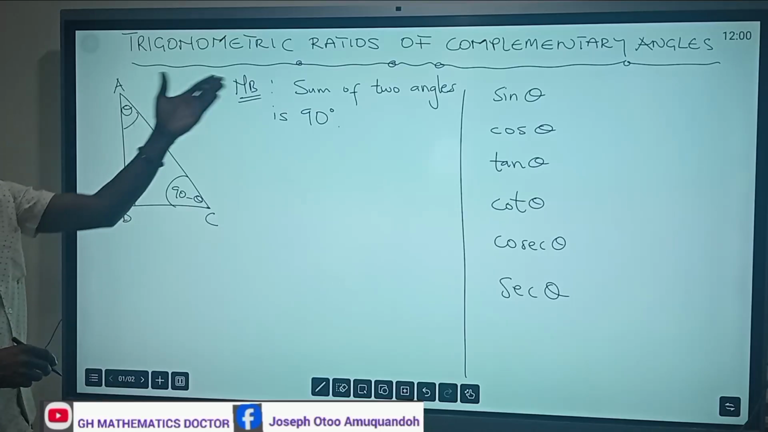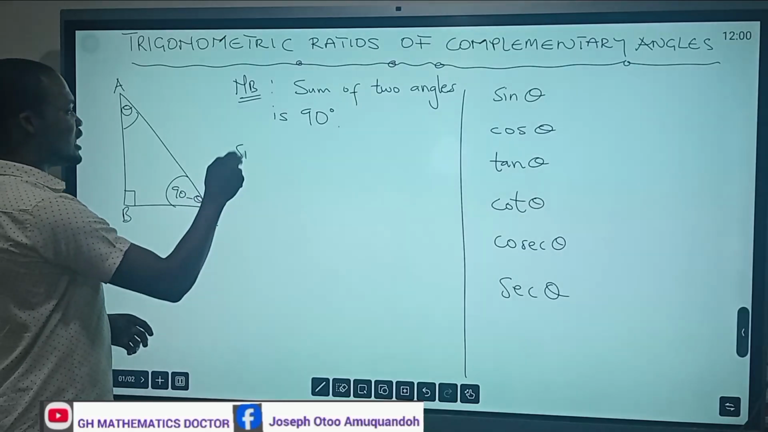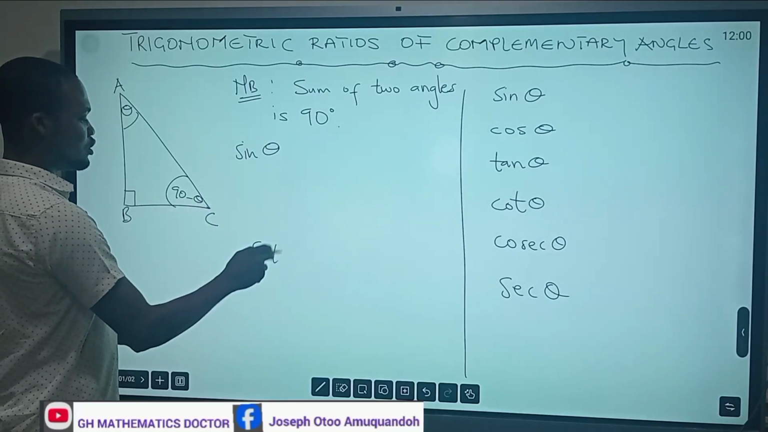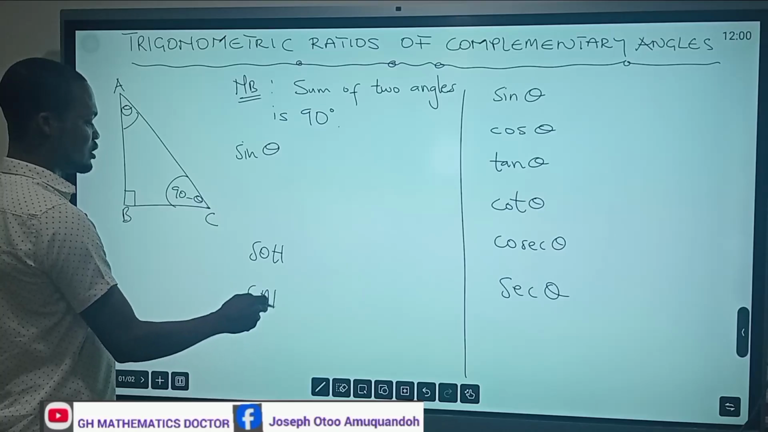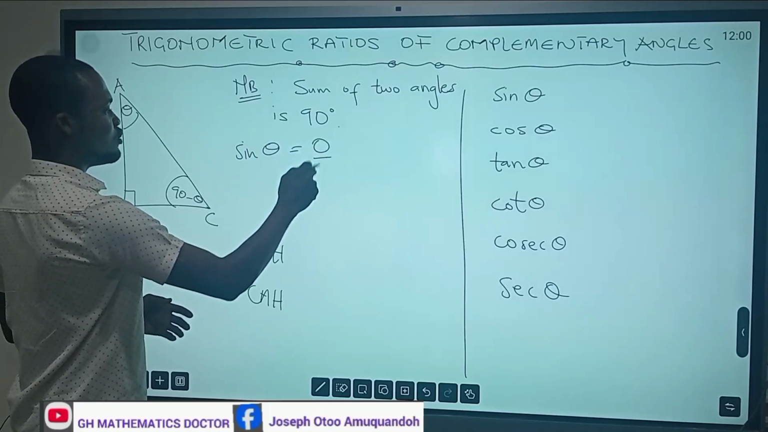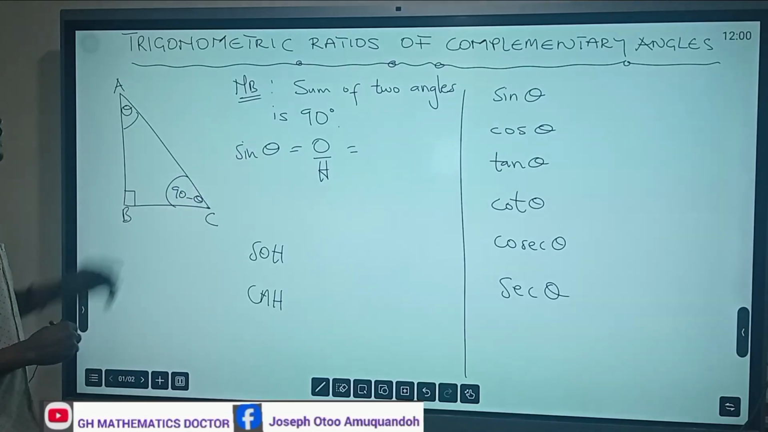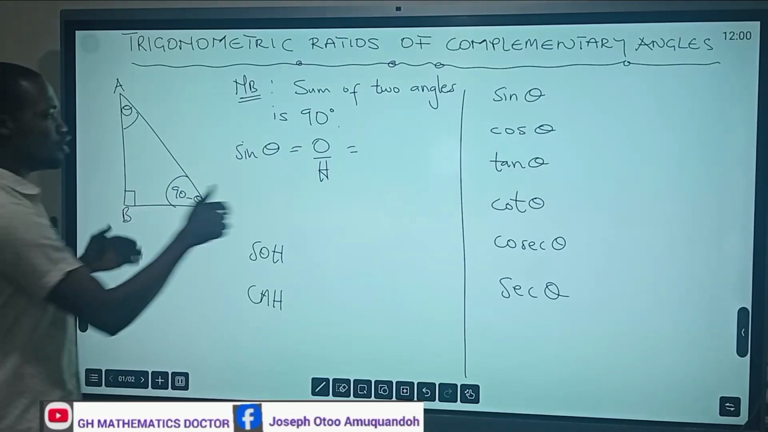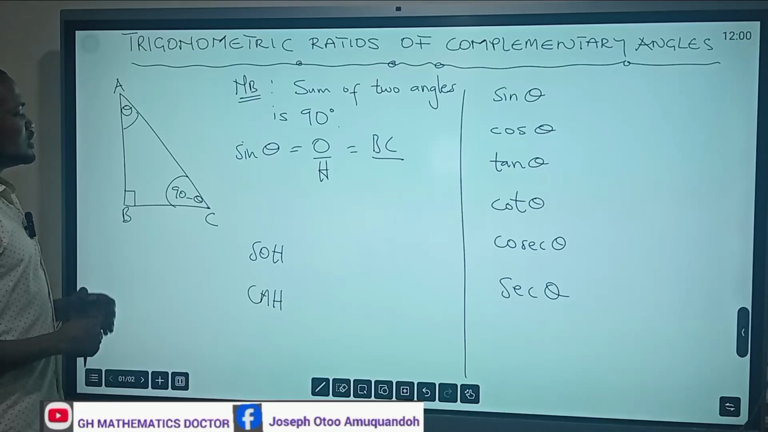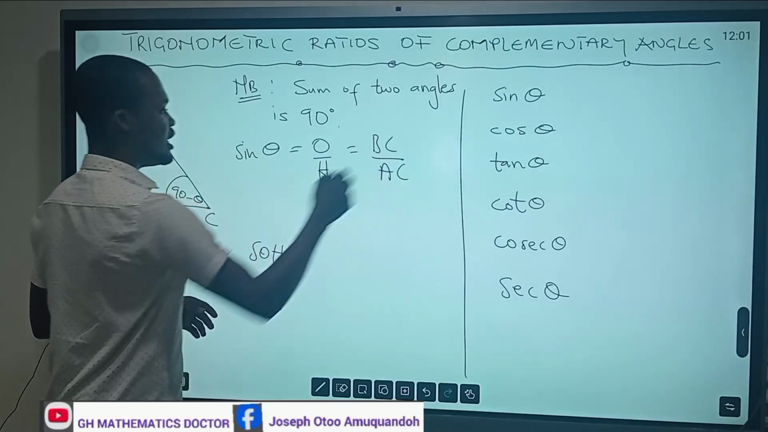Now, in relation to the trig ratios, when you are asked to find sine theta, you can use this, and in terms of the cos, you can also use this. For you to find sine theta, you know it is opposite over hypotenuse. So over here, what is the opposite? Find where the theta is. This is the theta, so the opposite will be BC. And the hypotenuse is the longer side of the right angle triangle, and that will be AC.